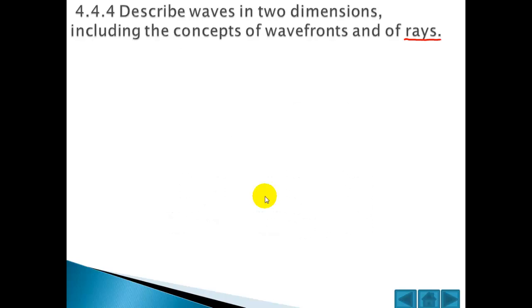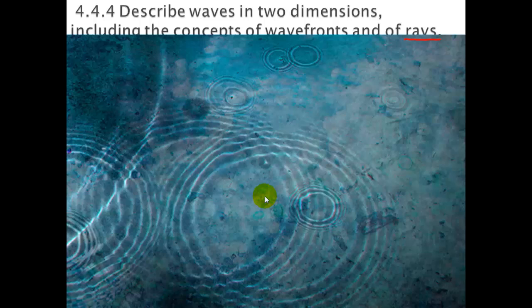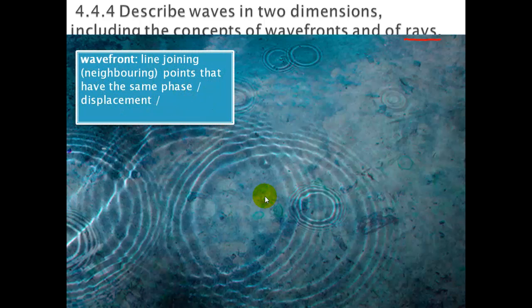Describe waves in 2 dimensions, including the concepts of wavefronts and rays. This was asked in one previous paper. So here we can see disturbances on the surface of a swimming pool or a pond. Let's look at a wave front. These lines show wave fronts here.